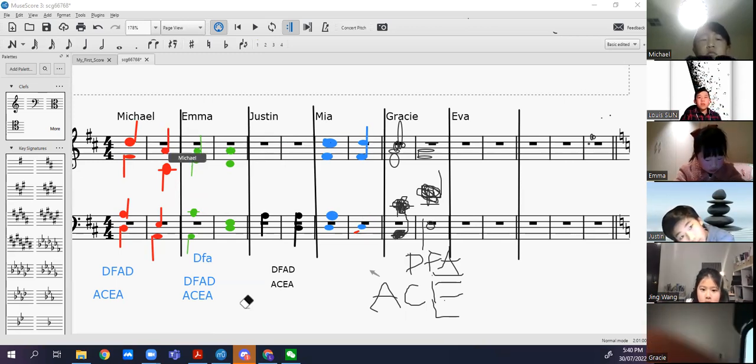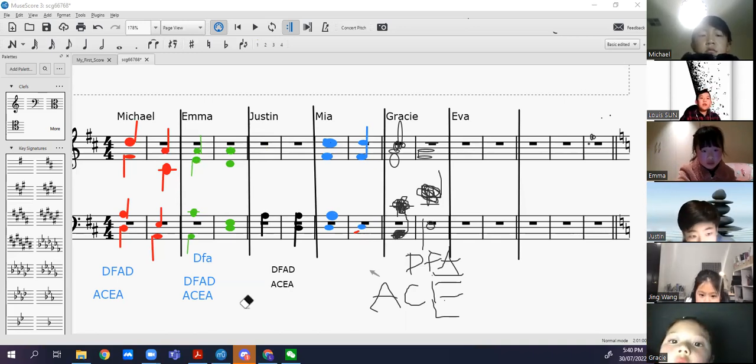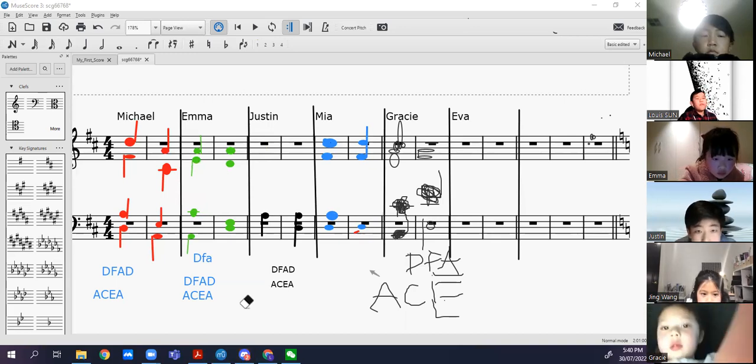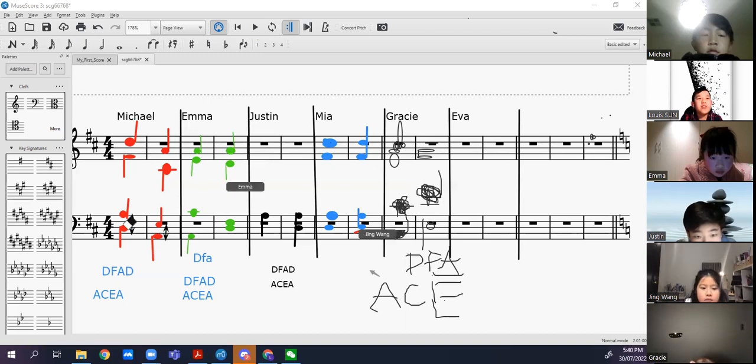Everyone make sure your stems are the right way. Michael, yeah, you have the same problem as Justin. See, here's a consecutive fifths. And yeah, make sure the leading note steps up.